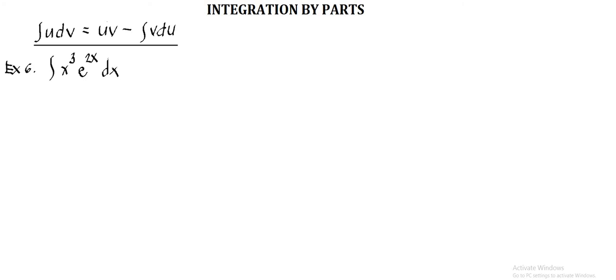Okay, next, example number 6. No? Integral of x cubed e to the 2x dx. So dito, yung ating integrand ay product ng algebraic function, yung x cubed, at saka exponential function, yung e to the power of 2x. So gagamit tayo ng integration by parts, no?